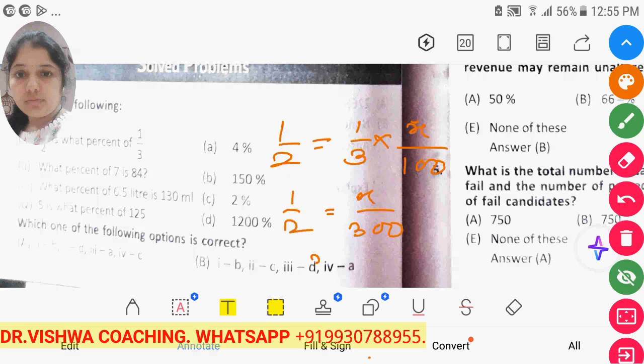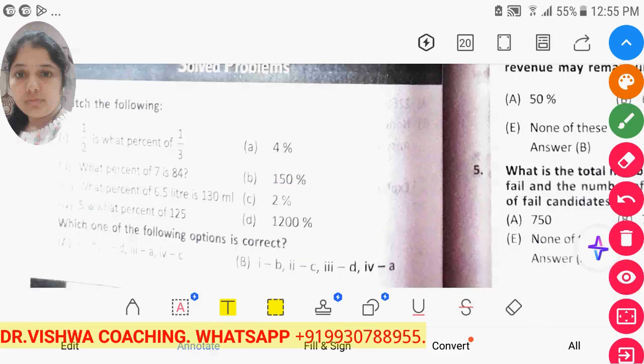Here 1/2 is there. So x is equal to, this 300 goes to the left hand side and it comes to the numerator. So x is equal to 150%. Okay, because we have to calculate x percent. So 1/2 is 150% of 1 by 3, and in this way you have to calculate all the things.